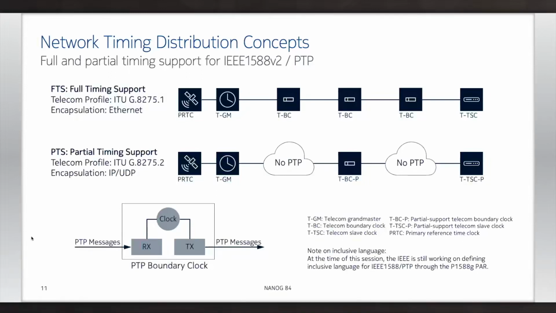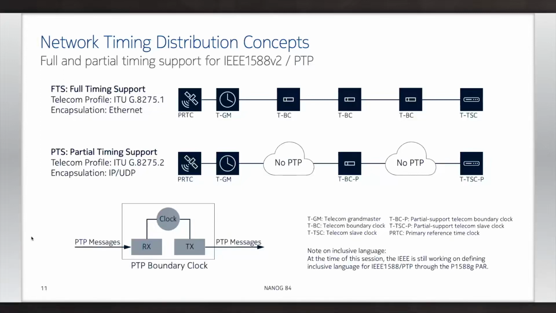And then the other profile is G.8275.2, which is for partial timing support. That means that only a few nodes in the network are going to support timing, and you need to traverse a non-PTP aware network. That is why, in this case, we're using UDP over IP encapsulation, because we need to traverse non-PTP aware networks. And G.8275.2 does provide frequency, time, and phase synchronization.